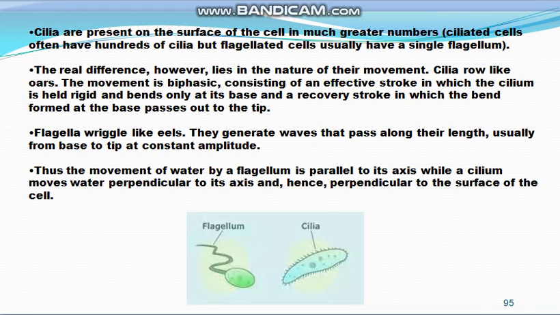Cilia are numerous in number, while a flagellum is usually single in an organism, and the way they move is different. The movement of water by a flagellum is parallel to the axis and by a cilium it is perpendicular to the axis. So this is the diagram. This is a single flagellum in an organism, so this is the flagellum. These are the cilia. This is a paramecium and there are numerous cilia on the outer surface. So this is the difference between the cilia and the flagella.